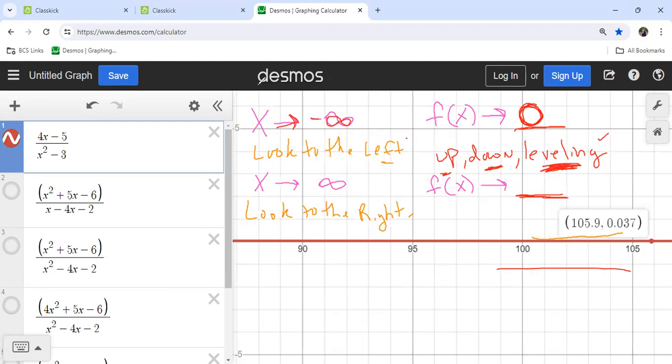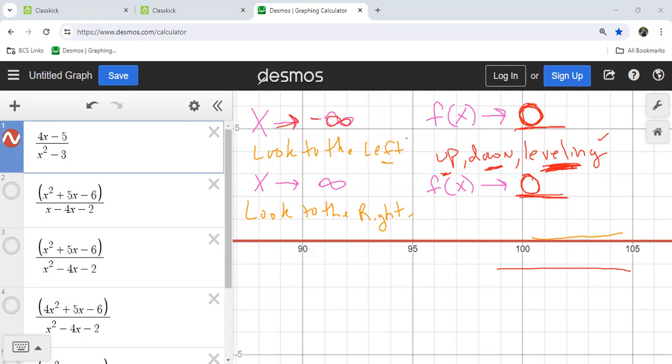So look, it levels out approximately at the value 0. I'm going to say, okay, f of x, or the graph goes to 0. And that's one way that we can go ahead and do that. So there's our first one. So as we go to negative infinity, the graph is going to go to 0. As we look to the right, positive infinity, the graph is going to go to 0.